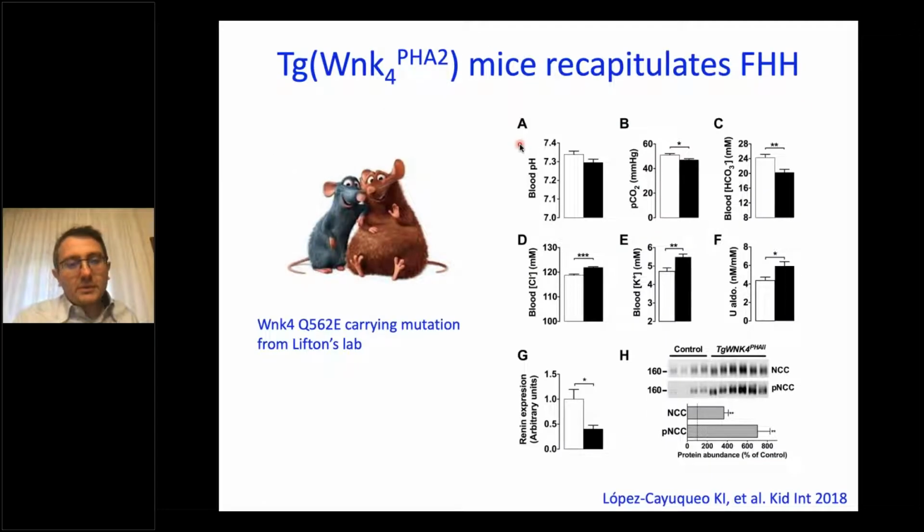Actually, during my postdoc in Dominique Lardy's lab in Paris, we characterized this model, these mice that recapitulate this form of FHHt secondary to mutation in Wink4. These mice present the same clinical features as the patients. So they have metabolic acidosis, hyperkalemia, and, as you can see in the plot here, an increased activity and phosphorylated status of NCC.